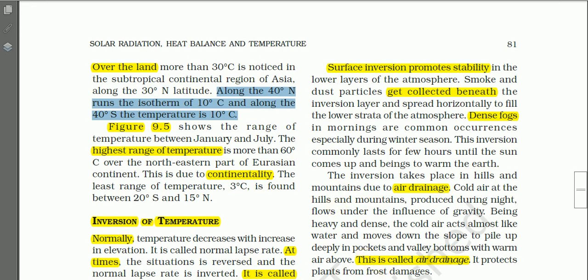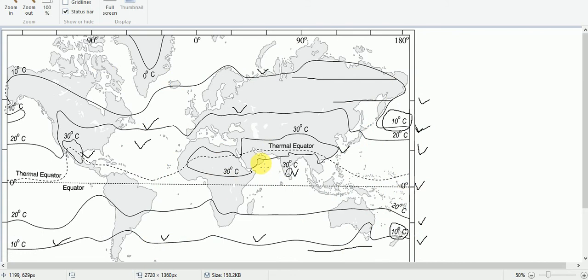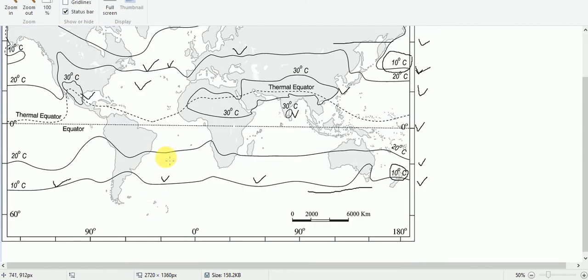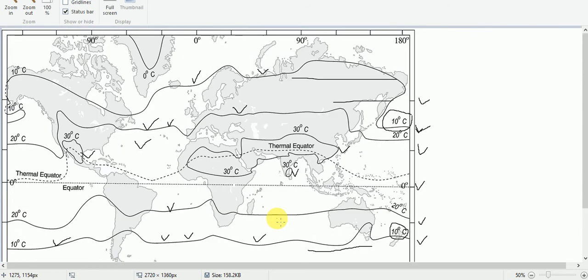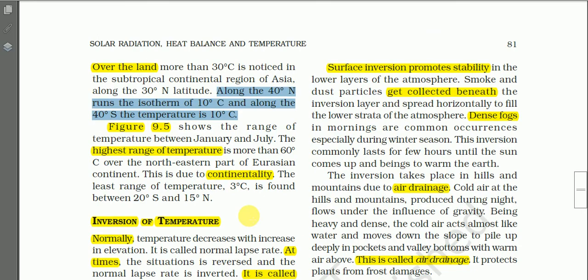Just see here, this is the isotherm, and it is almost parallel with the latitude also. So in this way you can examine these maps very carefully. Here this is the isotherm of 10 degrees Celsius and this is the isotherm of 20. Likewise we have the isotherm of 20 along 30 degrees south, and along 40 we have the isotherm of 10 degrees Celsius. So this is about July, that is for summer, the distribution of temperature in the month of July.